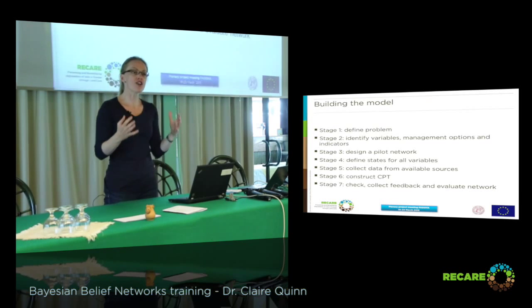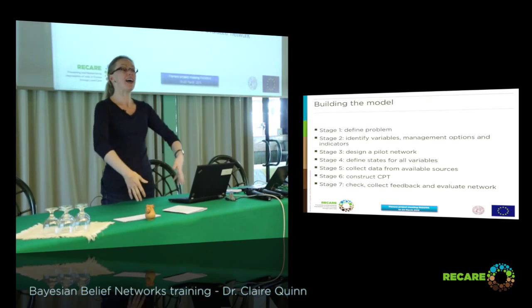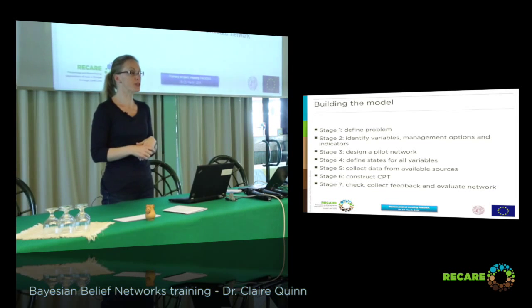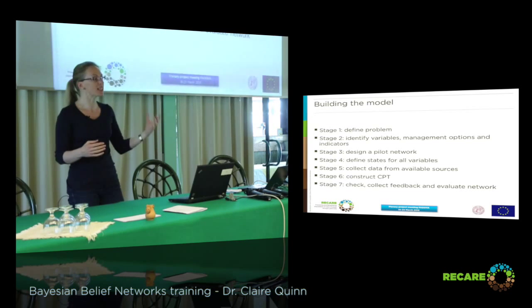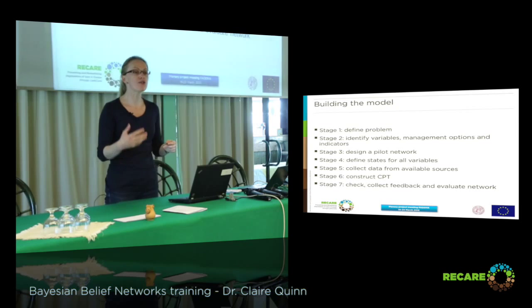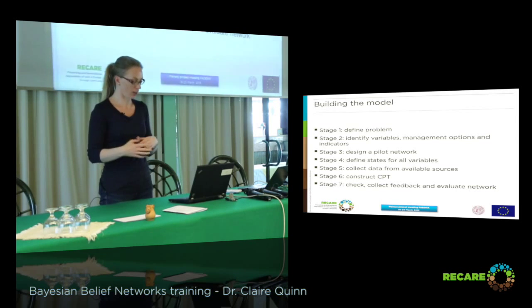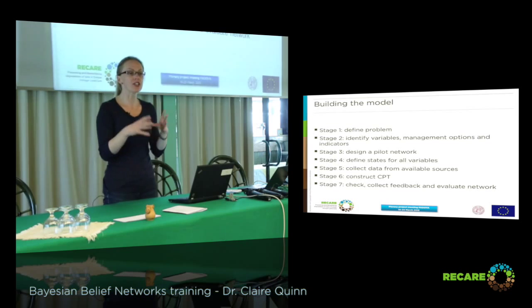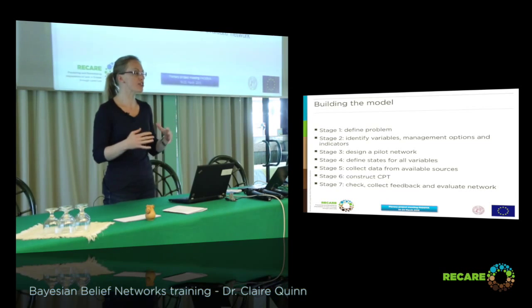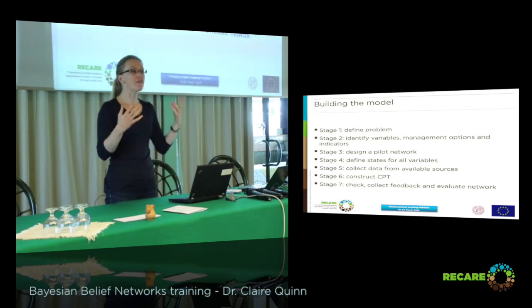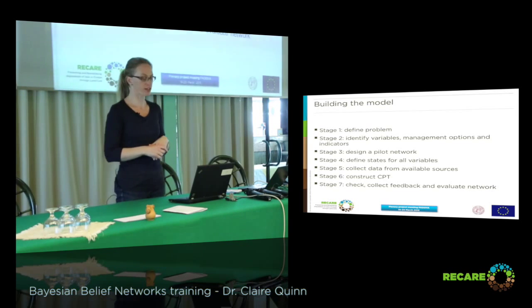Network, define our states for all of our variables, and then collect all the data from available sources, whether that's modeled data, whether that's actual data collected from the field, whether that's stakeholder perceptions, or whether it's expert knowledge. Then we use that data to construct our conditional probability tables, and then we need to check and collect feedback from our stakeholders about whether that model represents the reality that they see, and evaluate the network on that basis. So those are the steps for building these models.